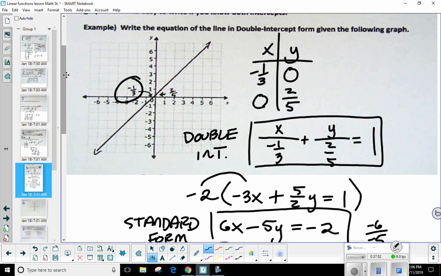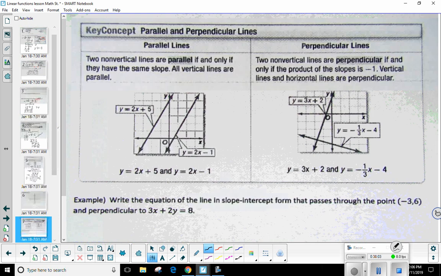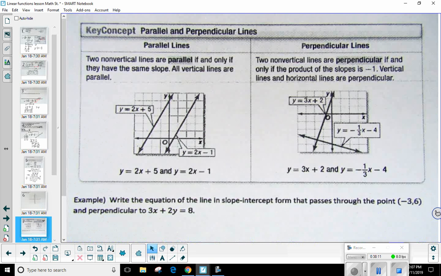Questions? How are we doing? Okay. All right. I don't think we have a whole lot more to go. I think we have one more example, and then all we've got to do is talk about parallel and perpendicular, and we are done with this review lesson. We'll do that on Wednesday, because remember what's happening tomorrow.